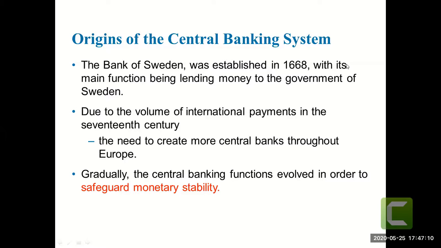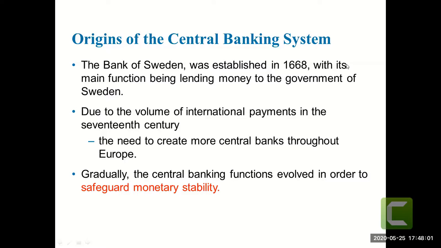After 1668, this was the time when Britain controlled the world. So due to internationalization, international payment, international money transfer, different countries created central banks, specifically many European countries, for example Britain, which created the second central bank in order to support international payment and globalization issues.